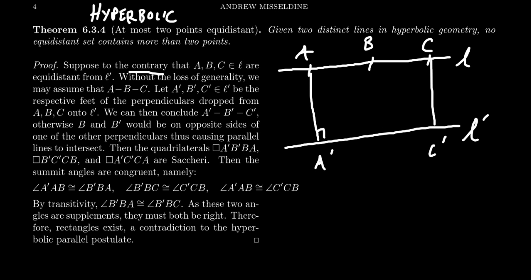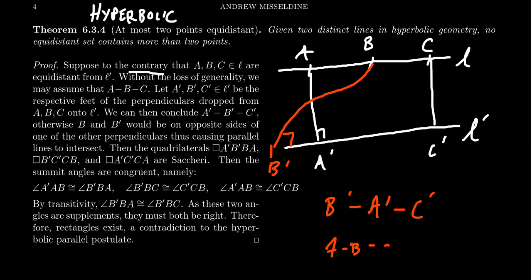Let's back up for a second. What if, for example, B prime actually lived outside, like this? That is, what if we had B prime, A prime, C prime, but we had A, B, C? Could that be a possibility? Well, we're going to get a problem here, right?